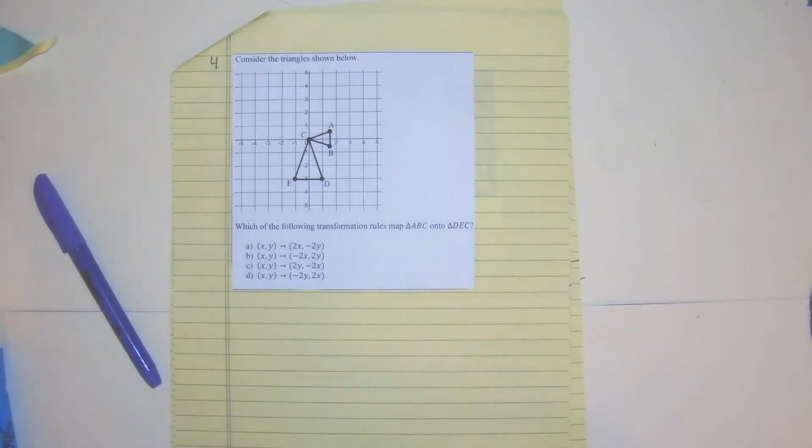We're looking at number 4. Number 4 says consider the triangles shown below. Which of the following transformation rules maps ABC onto triangle DEC? So they want them to be on top of each other. So what we're going to do is write all the points.